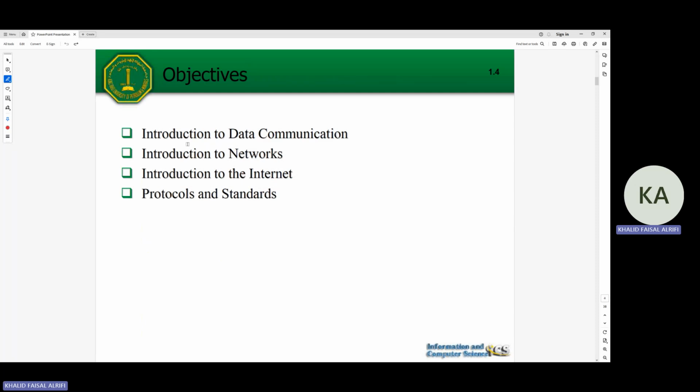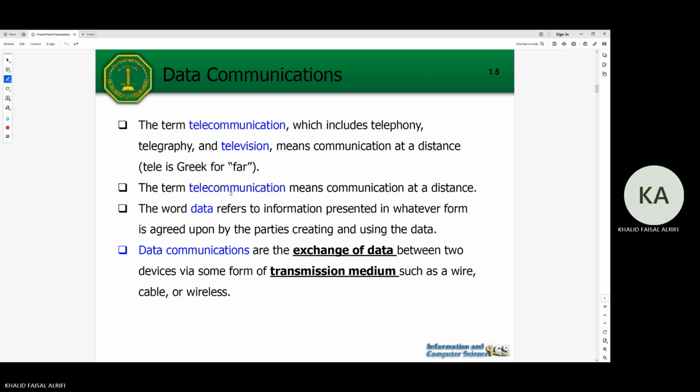The objectives are introduction to data communication, introduction to networks, introduction to the internet, and protocols and standards. First of all, the term telecommunication, which includes telephony, telegraphy, and television, means communication at a distance. Tele is Greek, it means far. The term telecommunication means communication at a distance.